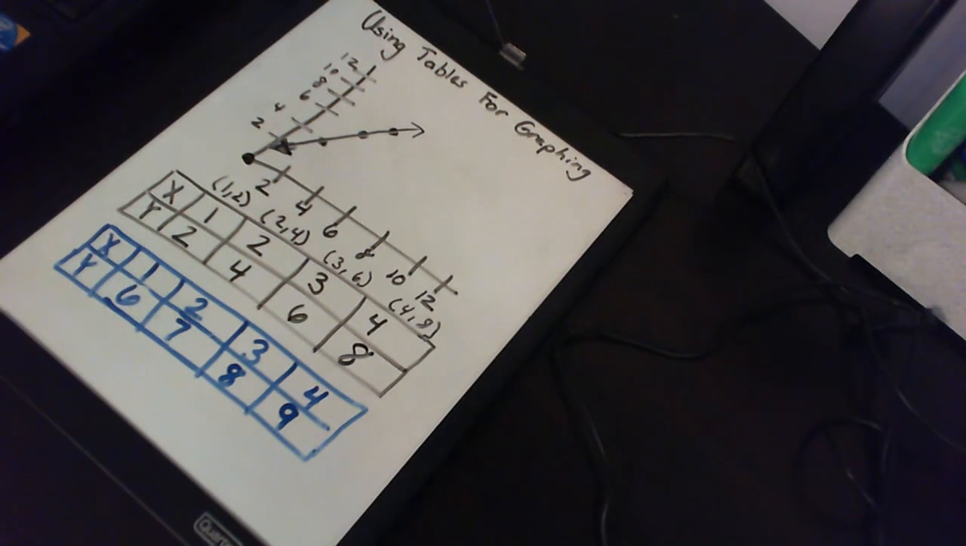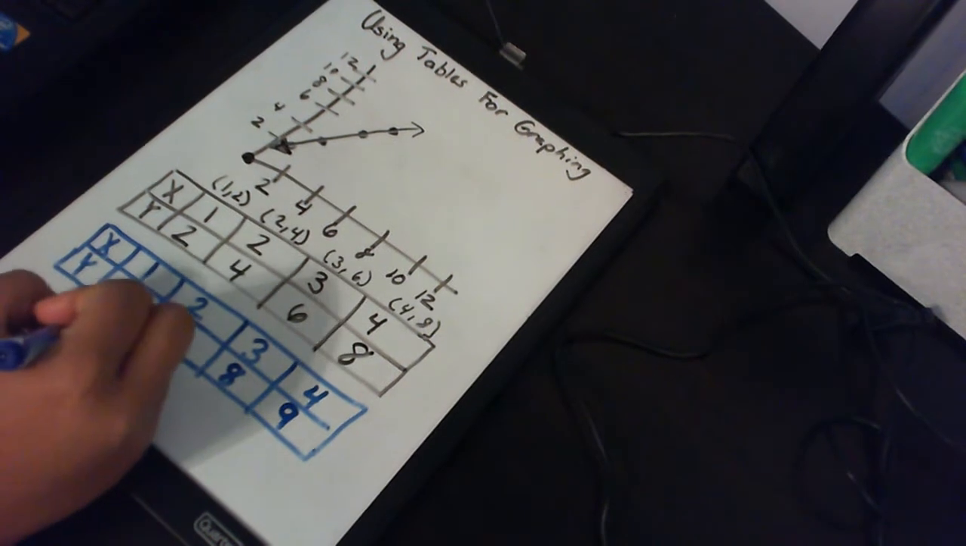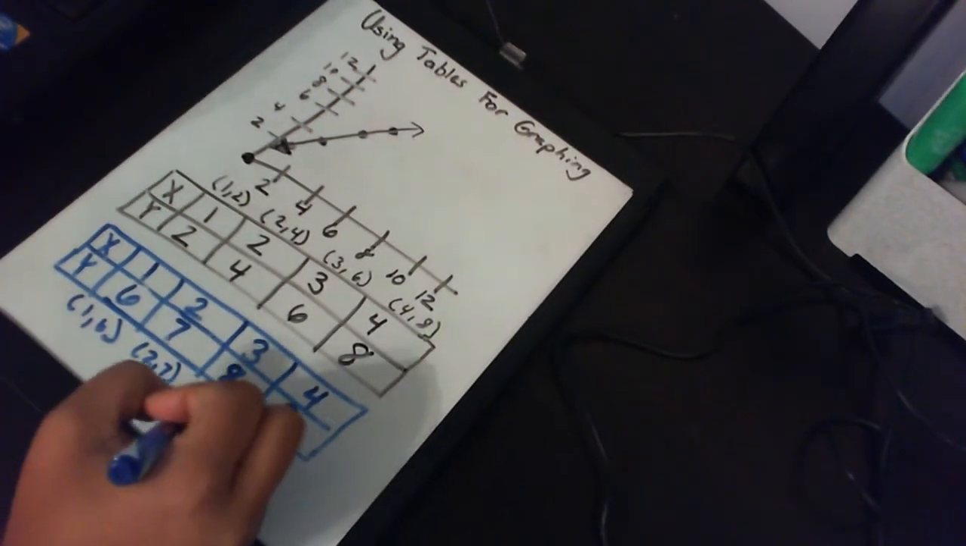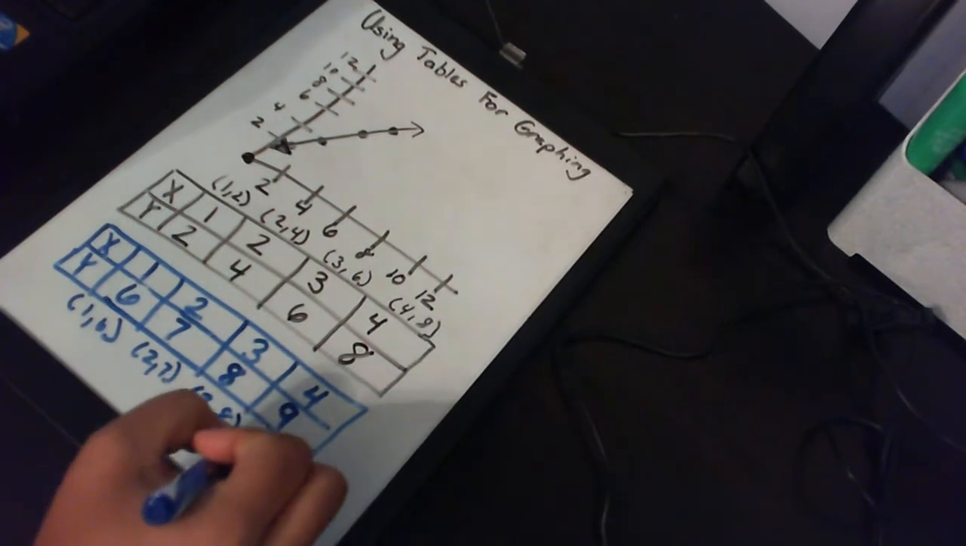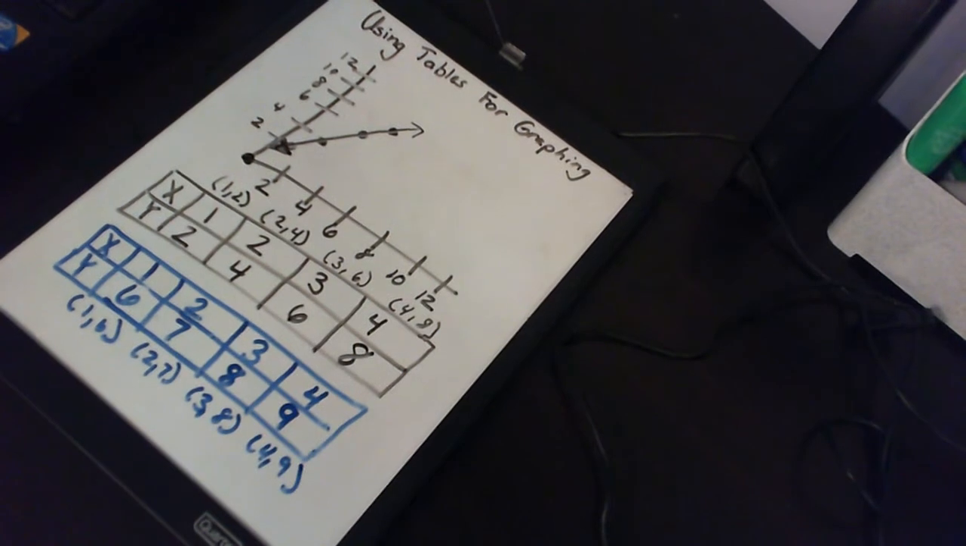So now we need to plot it on our quadrant 1 graph. Once again, we have parentheses 1, 6, 2, 7, 3, 8, and 4, 9. So let's try it out and plot it.